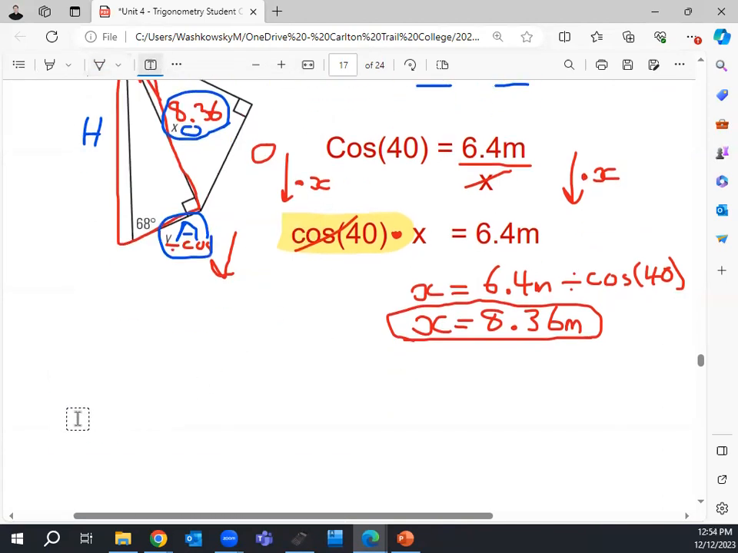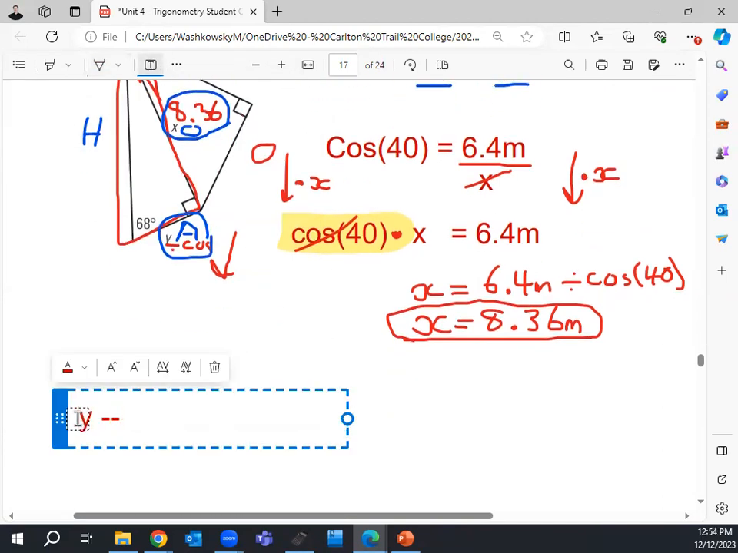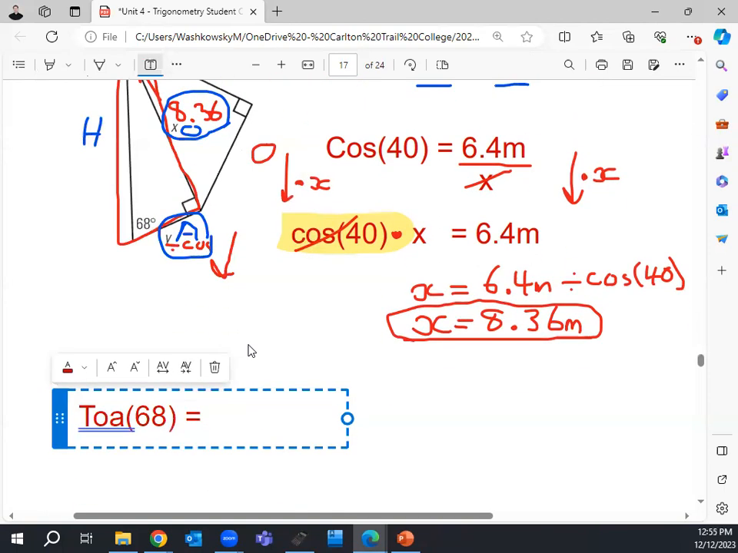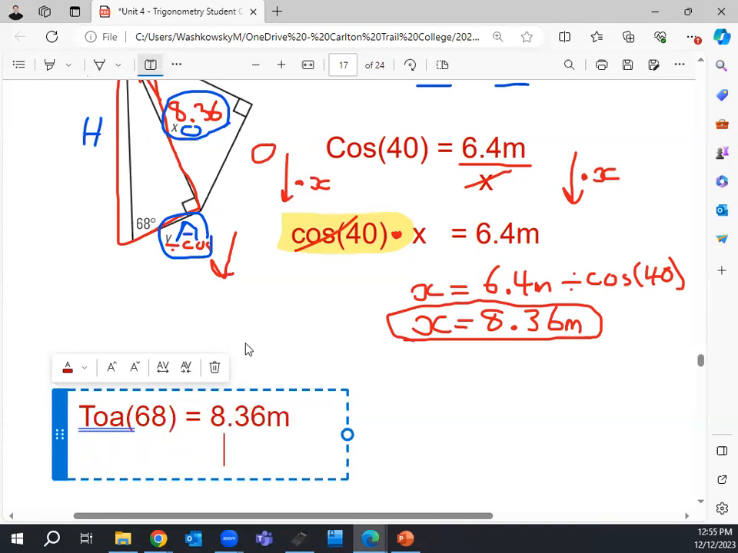So now to find y, again, you could write y like this if you want. You could have y there, you could do y underlined, you could just not have it at all. I'm personally going to go away with it. So TOA of the angle, my angle is 68 degrees, is equal to opposite over adjacent, right? TOA, opposite over adjacent. So 8.36 meters all over adjacent, which we've said is y.